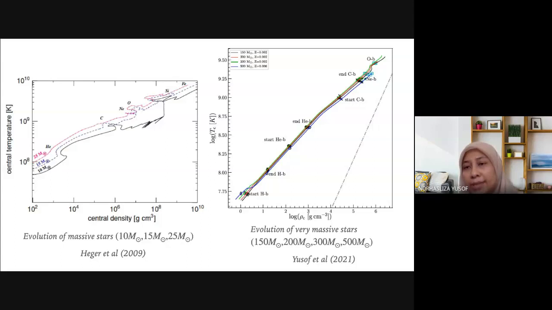Pair instability supernova means that at the oxygen burning stage, the e plus e minus annihilation is very strong. It will collapse the structure of the star due to the equation of state. Okay, so this is one thing that is a bit unique compared to the normal star.